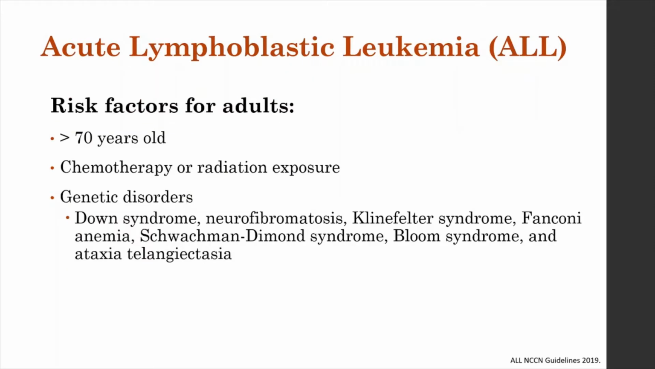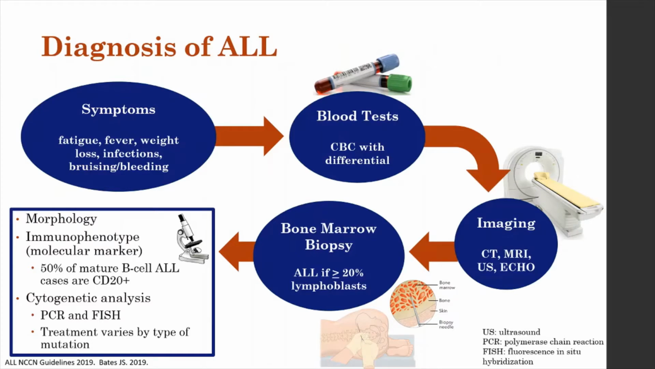Risk factors for ALL include older age, prior exposure to chemotherapy or radiation, and various genetic disorders that I've listed here. For the diagnosis of ALL, patients will present with nonspecific symptoms, including fatigue, fever, weight loss, infections, bruising, and bleeding. They will get blood tests, especially CBC with differential. They will undergo imaging, including a CT, MRI, ultrasound, and echo. And then they will get a bone marrow biopsy, and they will be diagnosed with ALL if it shows greater than or equal to 20% lymphoblasts.